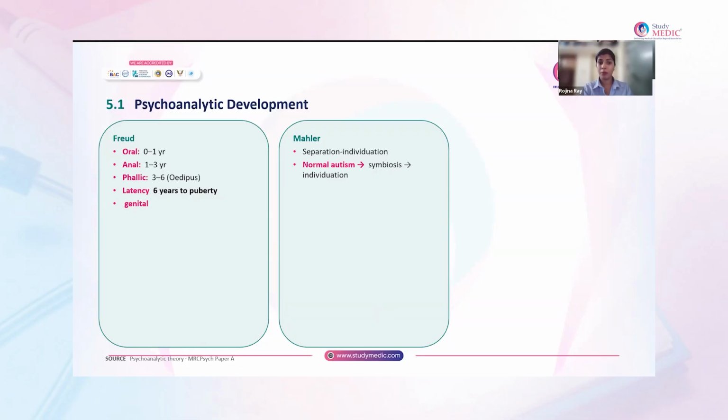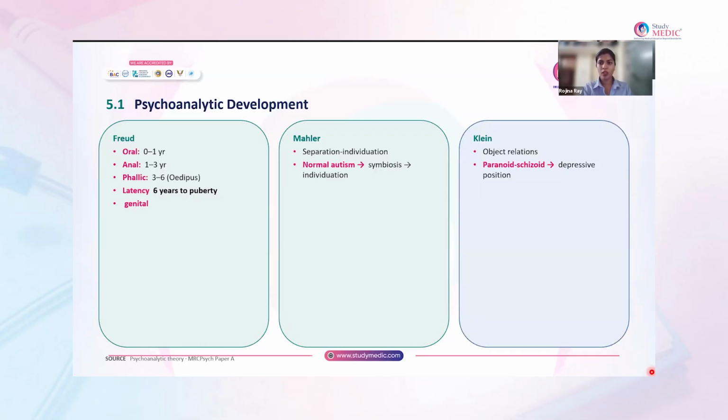The next is Margaret Mahler. So she proposes separation individuation theory. She described basically how a child develops a sense of identity that is independent of the child's mother through a theory called separation individuation.